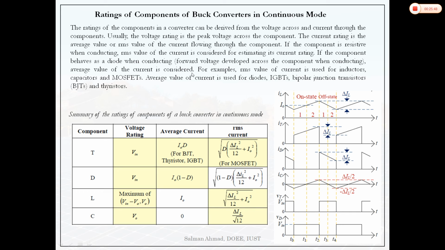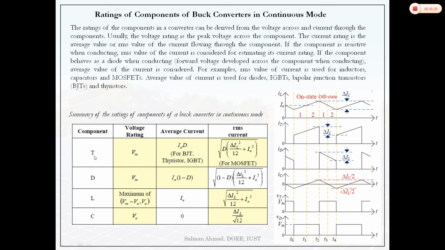So for voltage rating, it is straightforward. The maximum voltage appearing across the device will be selected as the voltage rating. But for current rating, for MOSFET, inductor, and capacitor, we have to consider the RMS value. Whereas for diodes, BJT, thyristor, IGBT, any of these devices, we have to consider the average current. So we can summarize in table form like this.